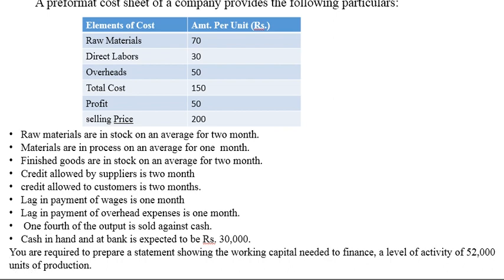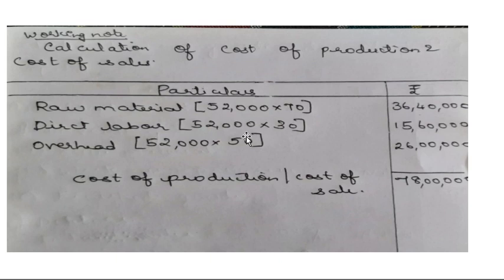So here 52,000 into 70 rupees per unit, you will get 36,40,000. Direct labor 52,000 into 30, 15,60,000. Overhead 52,000 into 50. This is per unit, okay. Multiply, you will get the answer. Now if you total together, you will get 78 lakh.